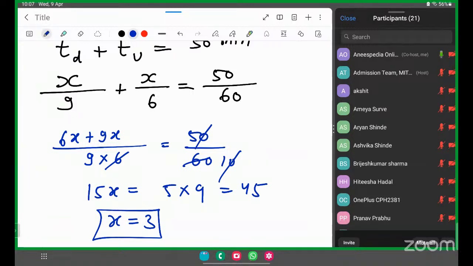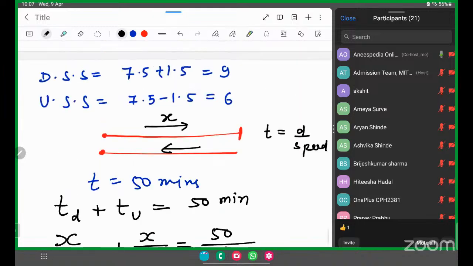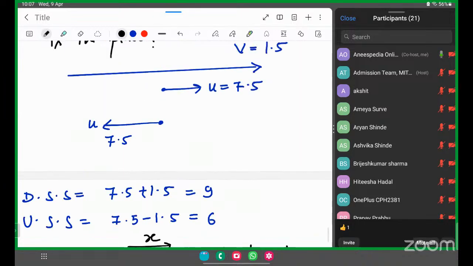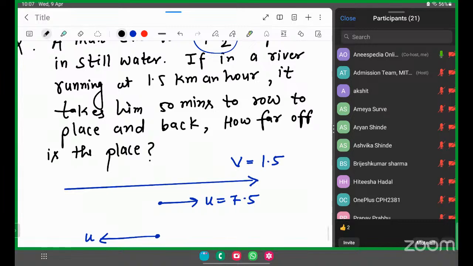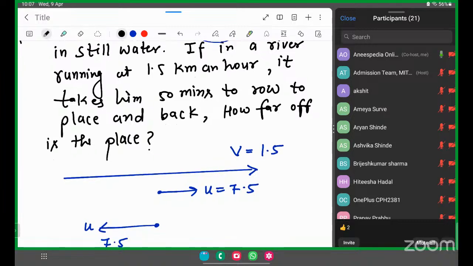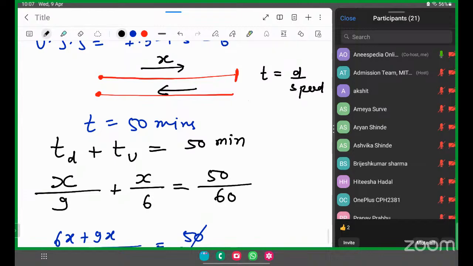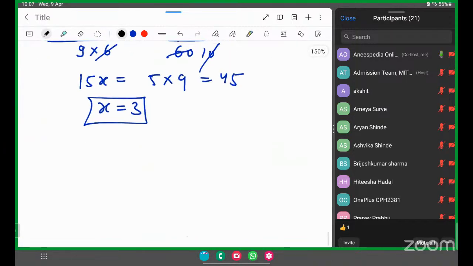Are you getting it or any doubt? Total distance पूछी क्या? How far off is the place? Total नहीं पूछा. ओवरऑल जर्नी का डिस्टेंस नहीं पूछा, बस ये पूछा कि जहां से वो चला है, स्टार्ट किया जहां से उसने, वहां से ये देंगे कितनी दूर रही होगी.